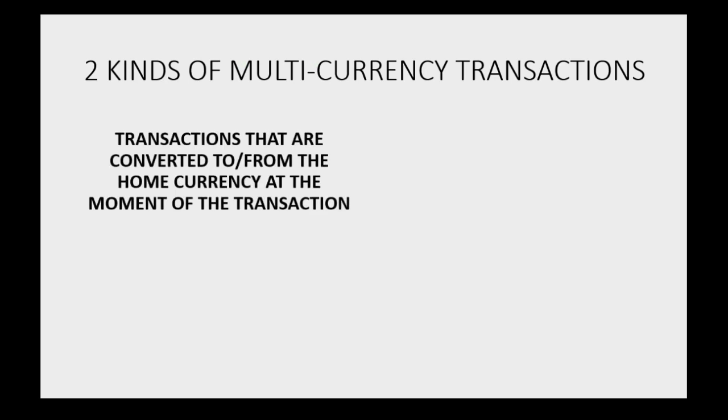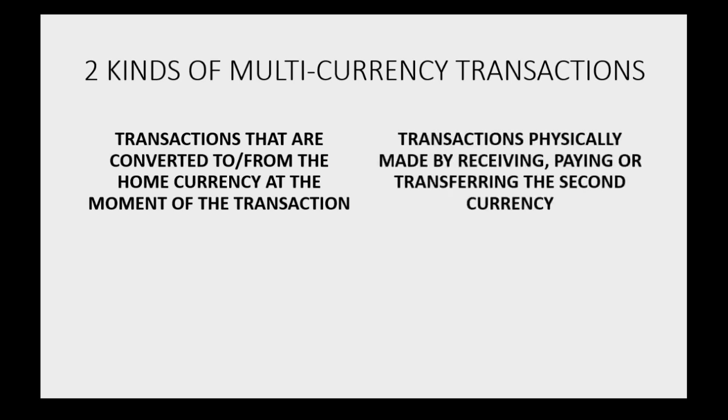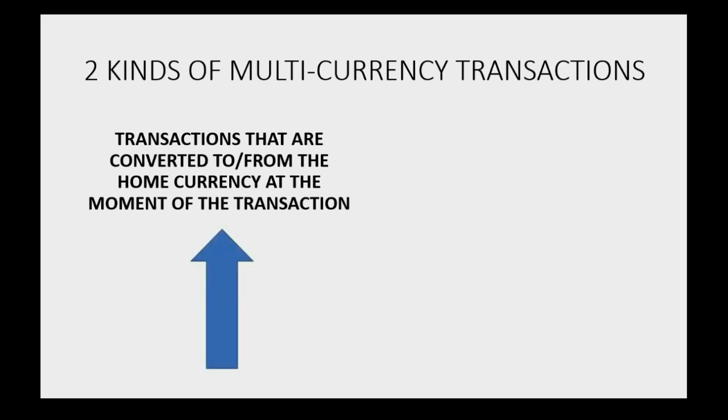So there are really two kinds of multi-currency transactions. They're the kinds of transactions that are converted to or from the home currency at the moment of the transaction. And then there's the kind of transaction where we physically pay or receive the other currency. Now, this video and the video that follows will focus on this kind, the type of transaction that gets converted before we pay it or before we receive it.